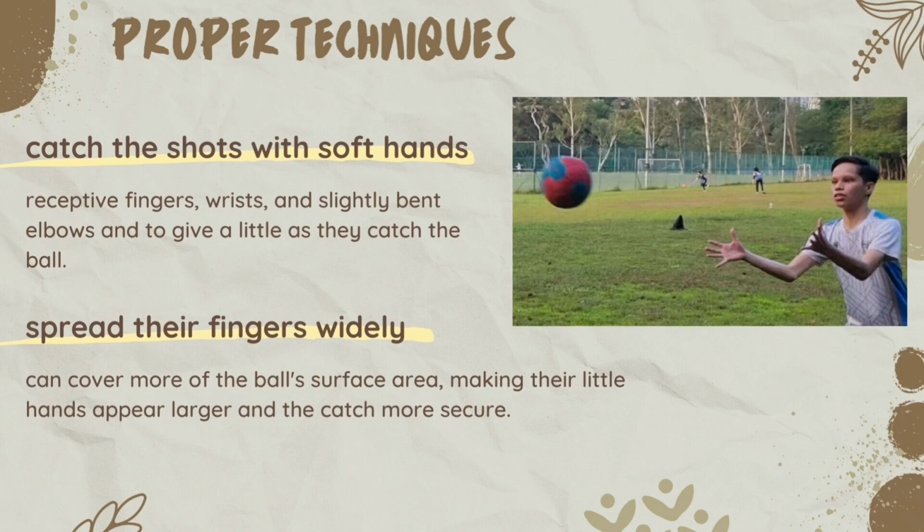Also, it is important for the goalkeeper to spread their fingers widely during the catch, just like in the figure. By spreading their fingers wider, they can cover more of the ball's surface area, making the little hands appear larger and the catch more secure.